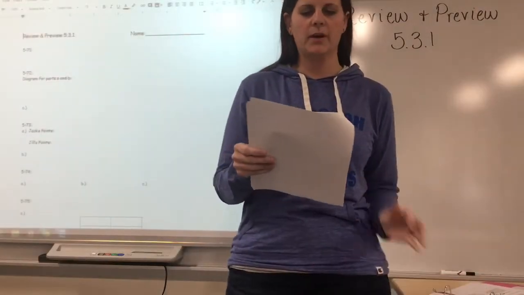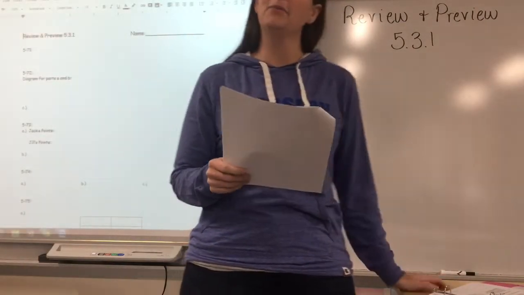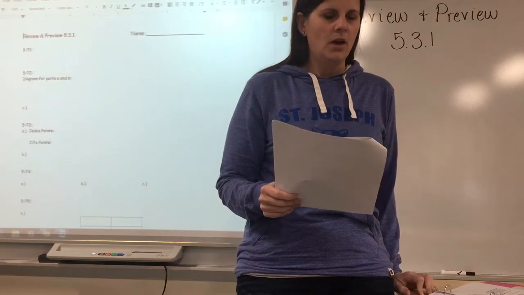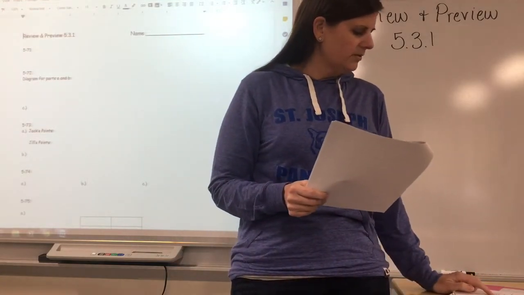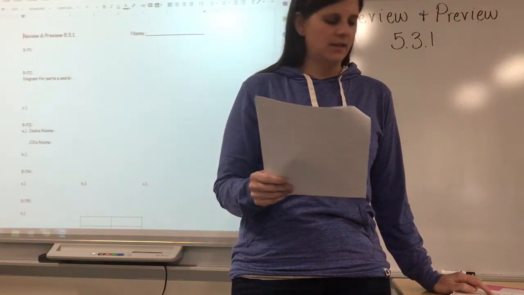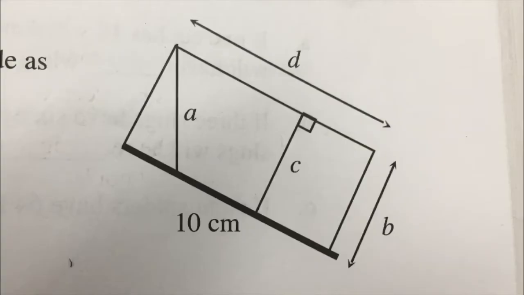We are ready to talk about Review and Preview 5.3.1. Our first question, 71, says she's trying to find the area of the entire rectangle. She has already measured one side, the long side you can see, which is 10 centimeters. And it asks you which other length or lengths could she measure to be able to find the area.